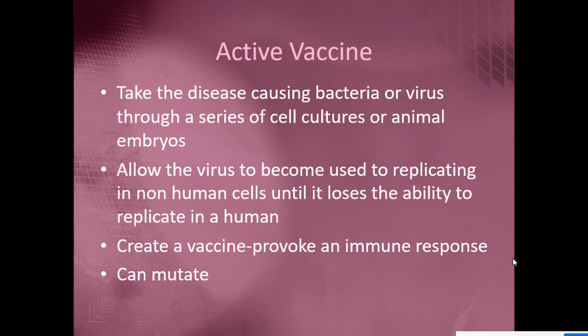The only bad thing about using an active one is that it can mutate and it can actually start reproducing again in human cells. So the idea is to remove it far enough away from a human cell to where it can't do these things, but we know that viruses don't have any checkpoints, and so they do mutate quite often. Obviously, we need a new flu shot every year.